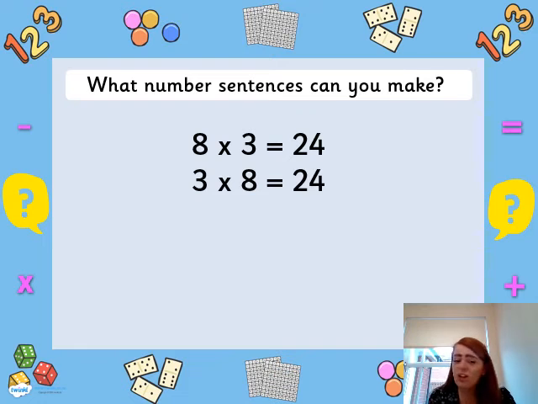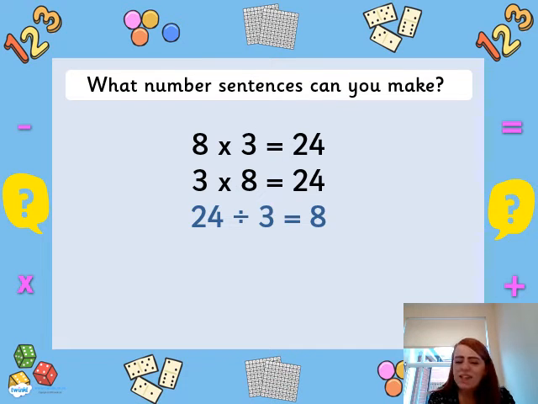Right, so we can also have 3 times 8 equals 24, because the biggest number is always at the end in a multiplication. And I've just swapped the other 2 numbers around. In my division, I need to remember that I always have the biggest number at the start. So I'm going to divide 24 by 3, which gives me 8.